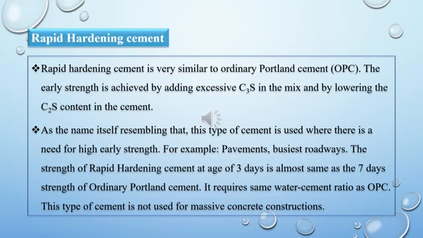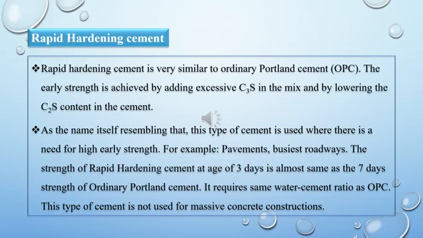It requires the same water cement ratio as OPC. This type of cement is not used for massive concrete constructions. So students, in the second point, he said that as its name suggests, rapid hardening, this type of cement is used where early strength is needed, for example pavements and the busiest roadways. The strength of rapid hardening cement after 3 days is the same as the strength of ordinary Portland cement after 7 days.